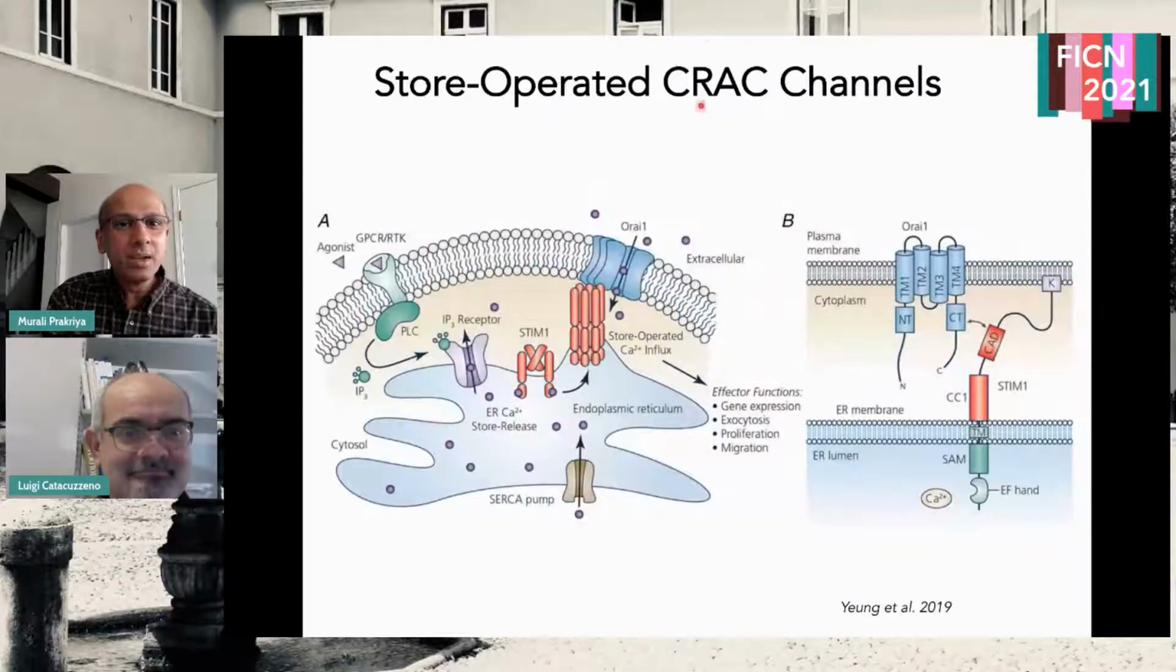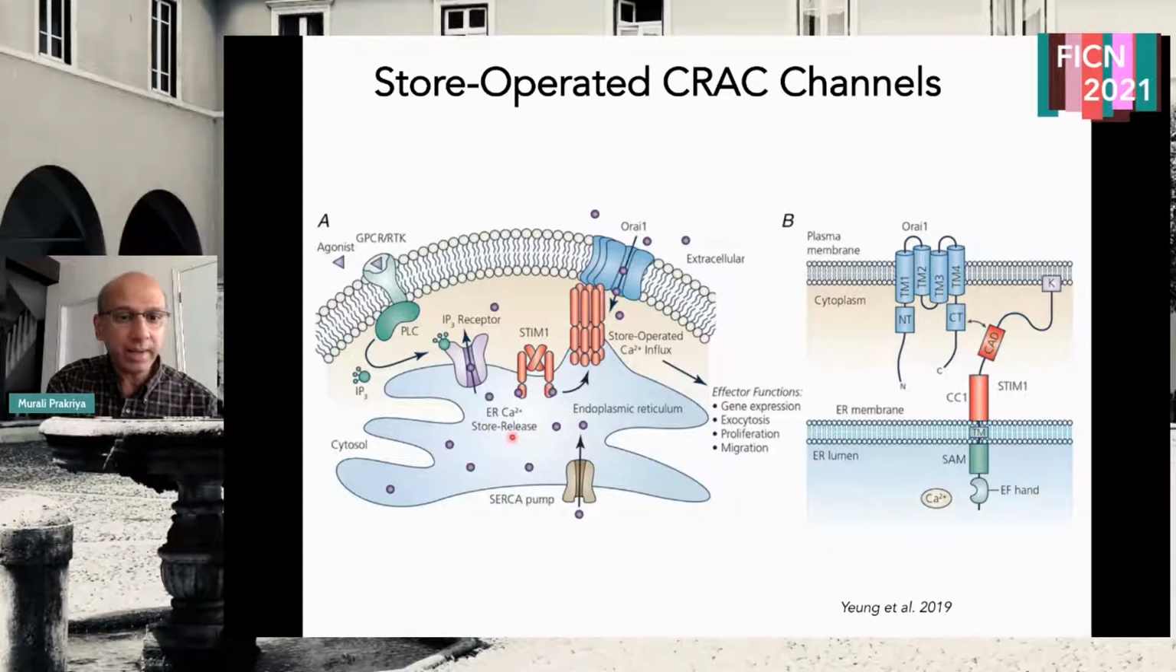So my laboratory works on the molecular physiology of these Orai channels. Historically, they were referred to as CRAC channels, for calcium release activated calcium channels. So what are these store-operated CRAC channels? They are basically highly calcium selective channels in the plasma membrane of probably most of our cells that are activated by stimuli that deplete ER calcium stores.